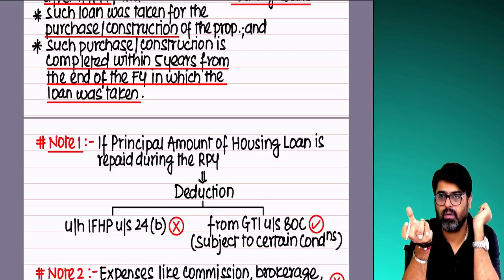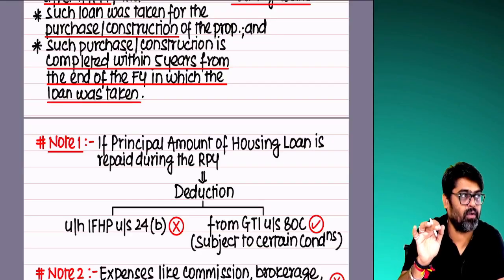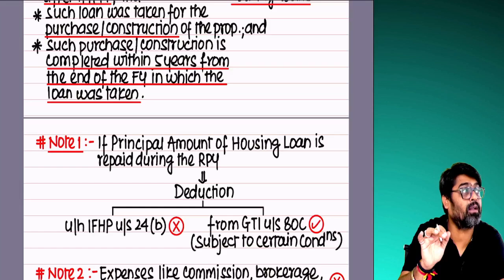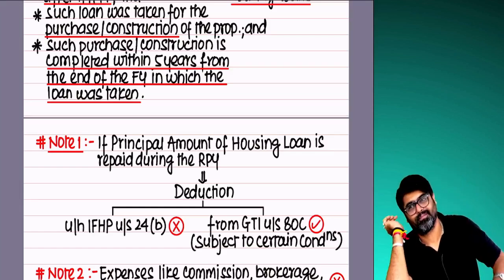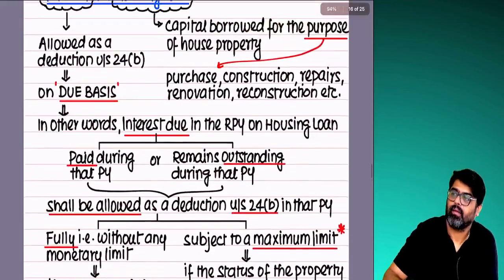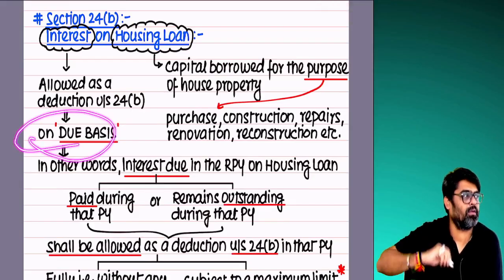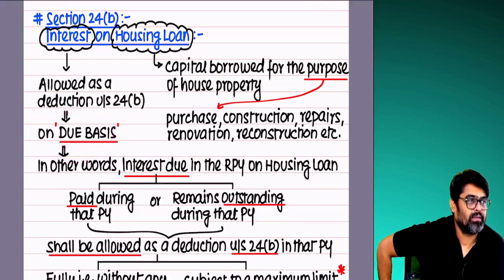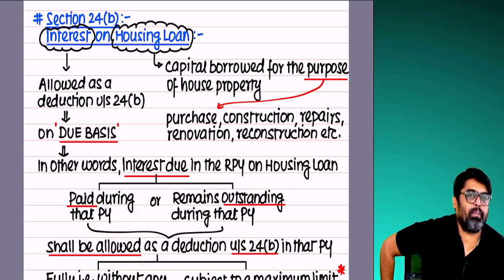The loan which you have borrowed for the purpose of house property. On that loan, whatever interest you are going to pay. Yes or no? No. Whatever interest becomes due in this year will be allowed in this year only. Meaning that the deduction for interest on housing loan is not on payment basis. It is on due basis.